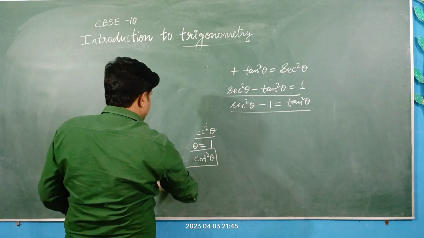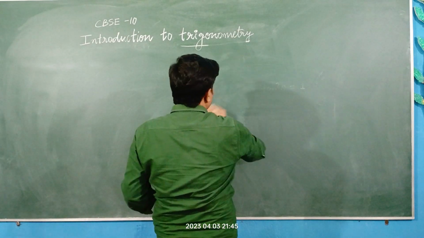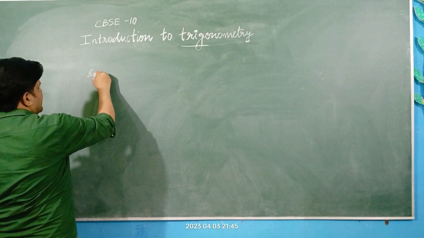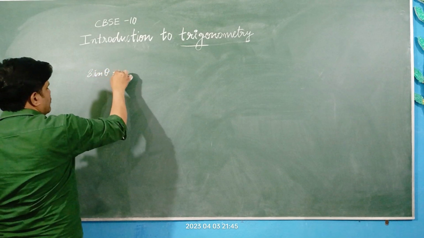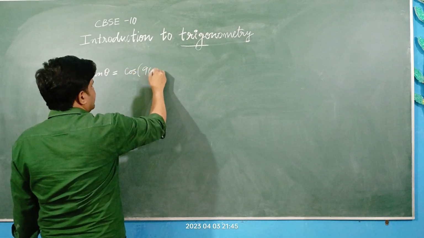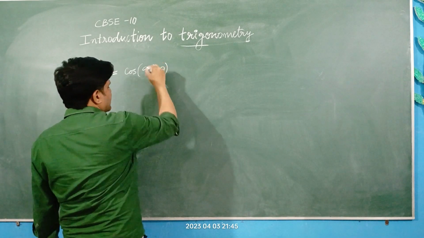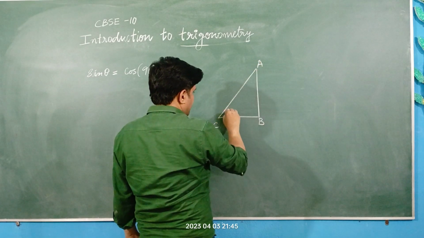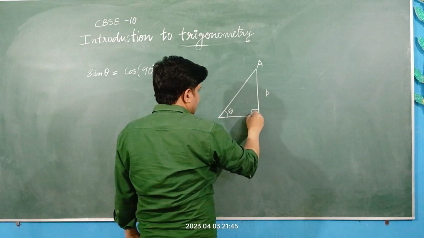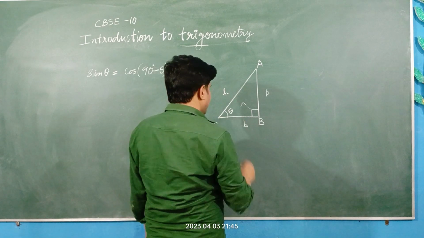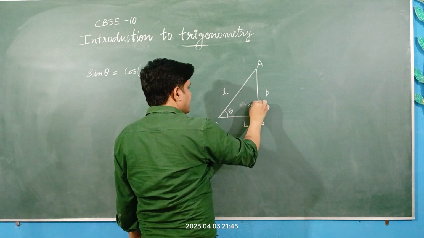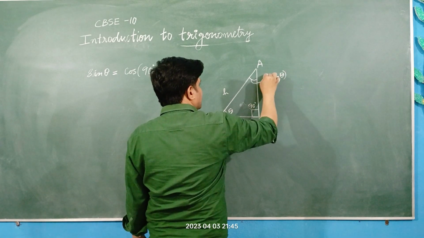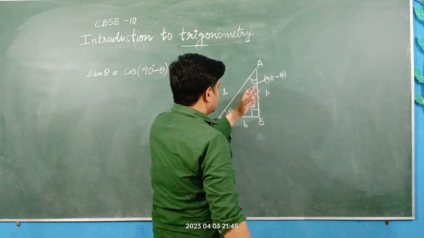Now we have some more trigonometric relations, or trigonometric ratios, with complementary angles. So sine theta we can write as cos of 90 minus theta. Now remember, in the beginning of the class I told you that in a right angle triangle, let's say it is right angled at B, this is A, this is C, this is theta, this is the opposite side, perpendicular, this is 90, opposite side hypotenuse, this is base. Now in this you can see this angle is 90 degrees, this is theta, so this one automatically becomes 90 minus theta, the remaining angle, because these two angles sum to 90.